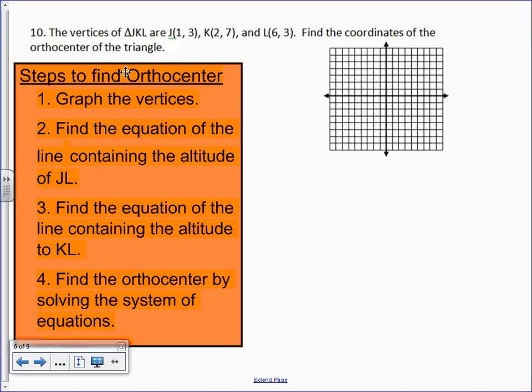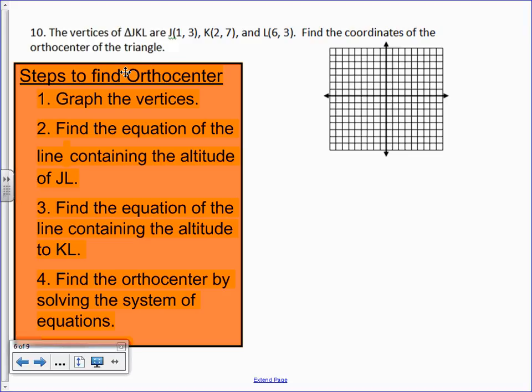So we have to find an altitude, then we have to find another altitude, so it's going to be a perpendicular line. And then it says find the orthocenter by solving the system of equations. So we're going to have to know some things about slope and linear equations to solve this, because you're going to have to find two linear equations and solve. I'll start you off and we'll graph the vertices.